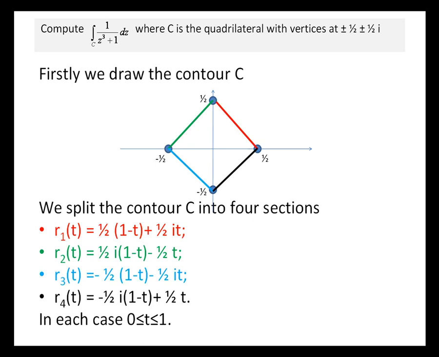The standard procedure for trying to calculate the integral is to work out which points where f is not analytic lie inside the contour. So we need to do a bit of algebra before we can work out which points of 1 over z cubed plus 1 are not analytic and lie within that particular contour.